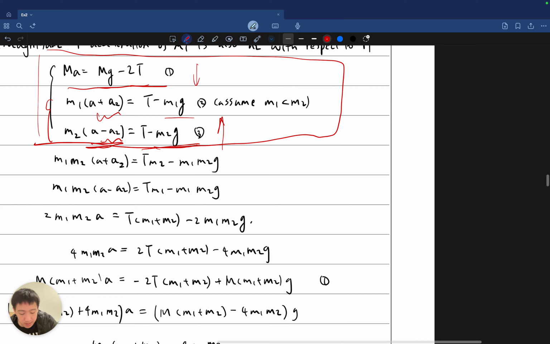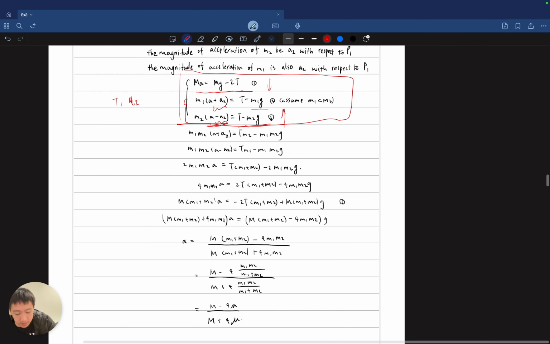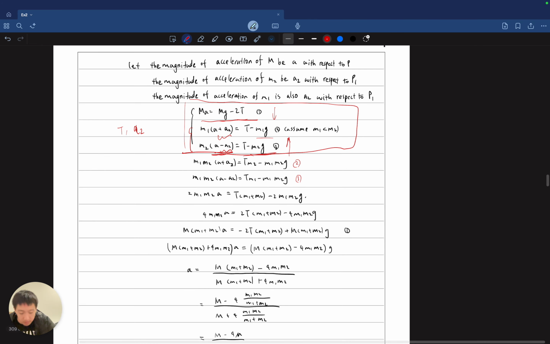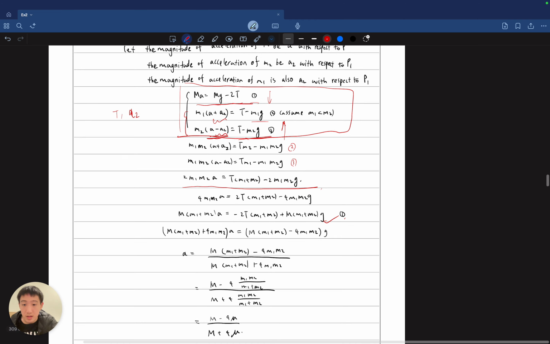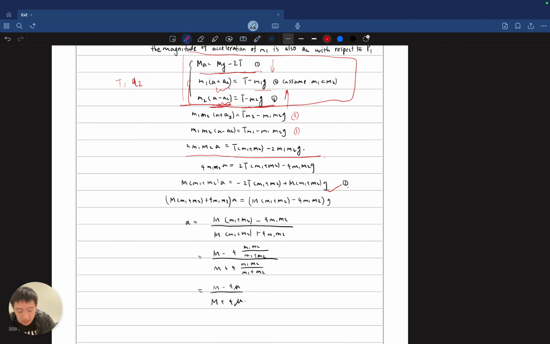So this is how I manipulate equations 2 and 3. We multiply by m2 in 2, and we multiply by m1 in 3, and we cancel out the term. So we get this relationship. Now we want to cancel out T as well, so we multiply a term in the first equation to get this. Now we add them up together so that we can cancel out T and reach what they actually want in the question.